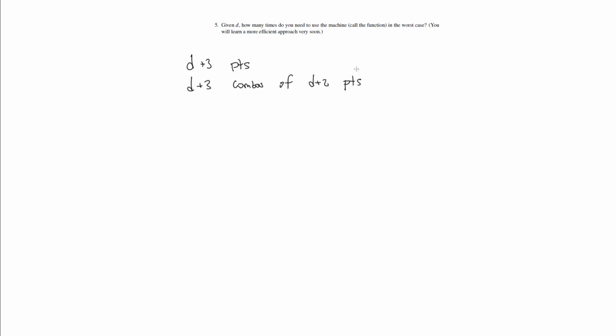However, we can do slightly better than this since we know that there is exactly one liar. If we run the machine on d plus 2 distinct combinations and the machine outputs no every single time, then we know that the final combination must be the one without the liar. Thus, in the worst case, we only need to run the machine d plus 2 times.